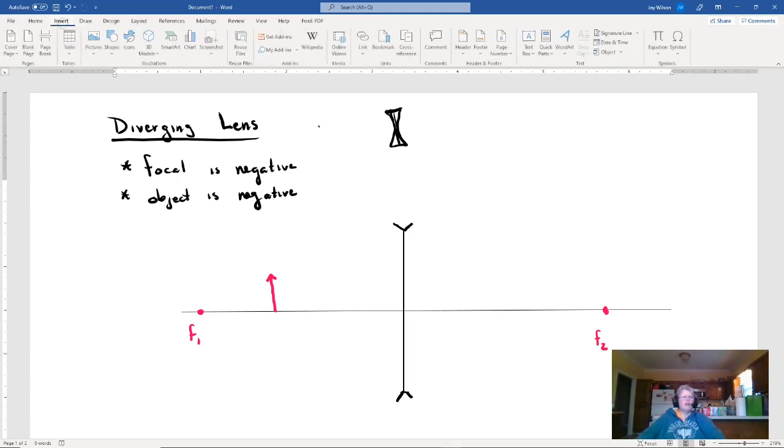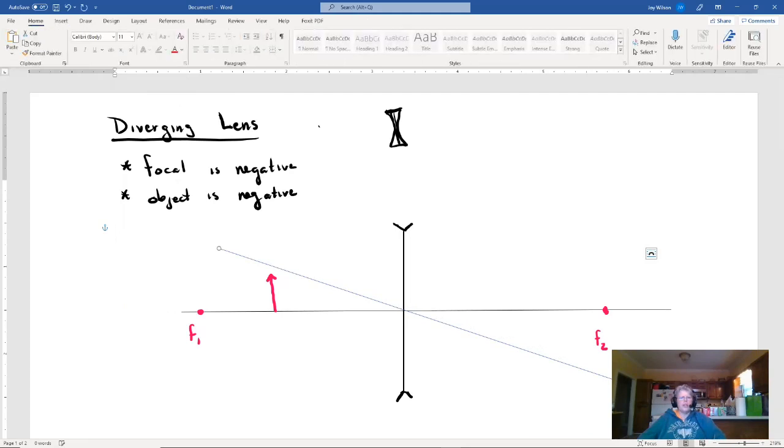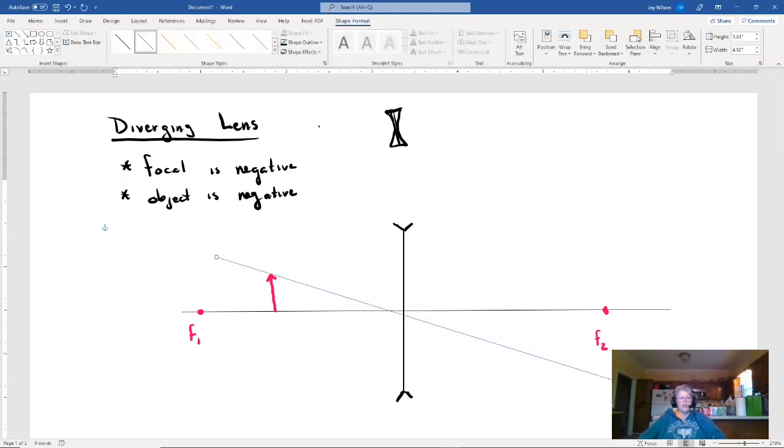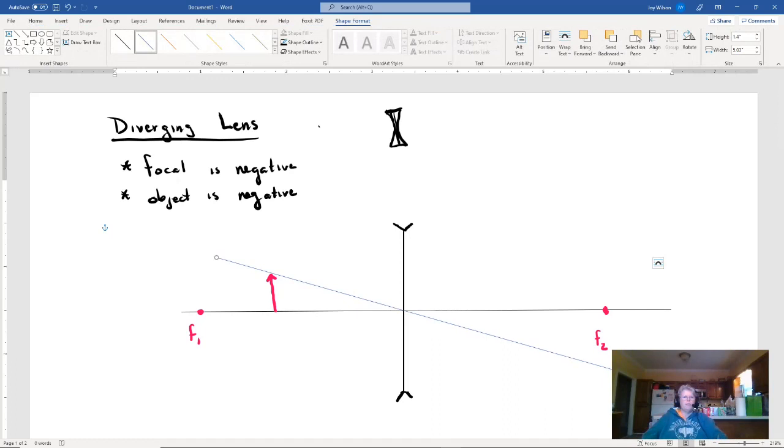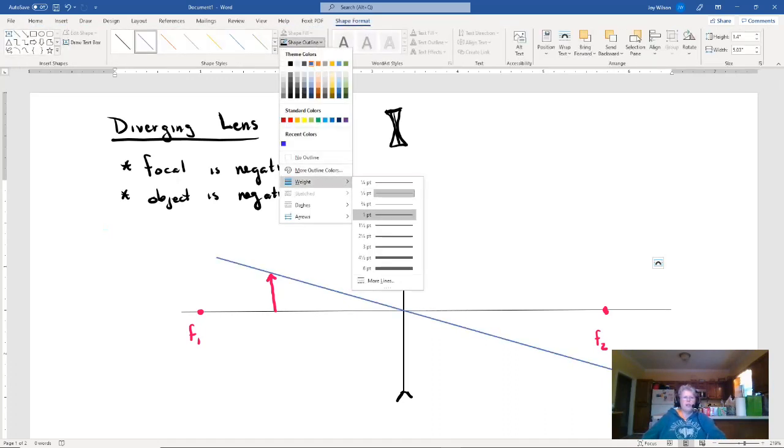Now let's do our ray diagram. So here we go. Central ray. Central ray comes through the tip, goes through the center, comes out unchanged. I have to adjust this on each side till I get it tip and center. That is our central ray. Give it a little bit more weight.